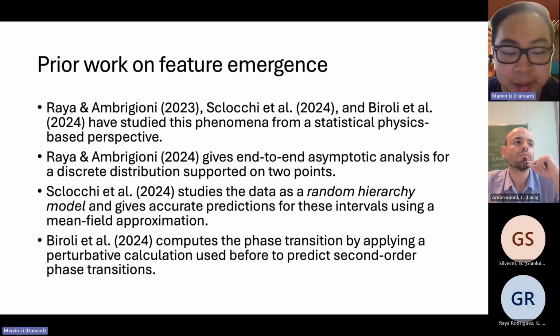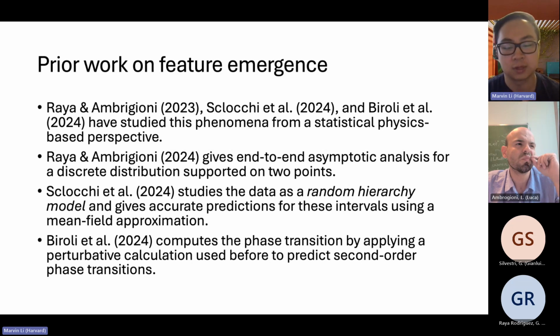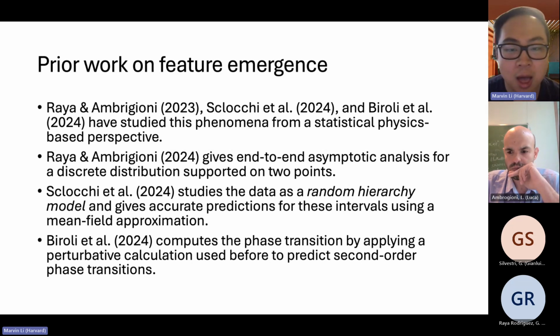Baroli et al. also compute the location of this critical point, this kind of phase transition, by applying a perturbative calculation that's usually used to predict second order phase transitions.